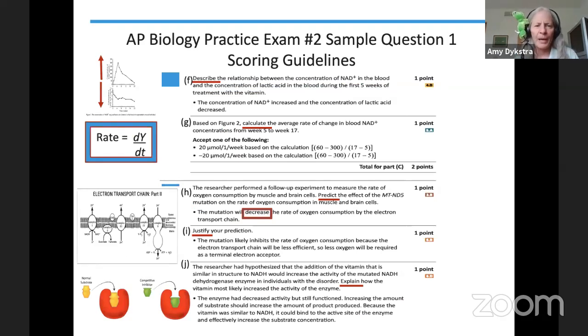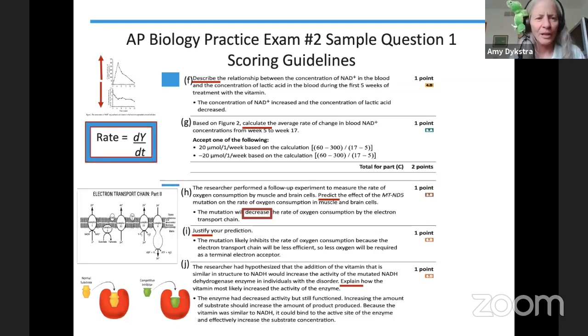Letter G. Based on figure 2, calculate the average rate of change in blood NAD plus concentrations from week 5 to week 17. And so notice that we are looking for a rate, and in your equations, the rate equation is dy/dt, d meaning change. So the rate is always a change in y over the change in time. I always think of a rate as being a slope of a line. If you think about that in math, I always learned it as rise over run. How much does it rise over how much it runs? So that's how I always think about it.